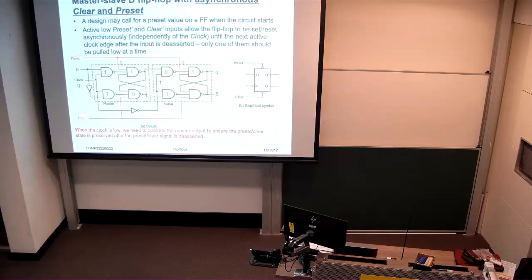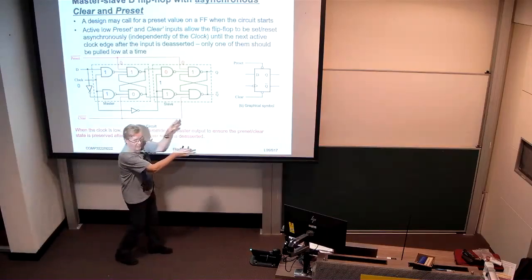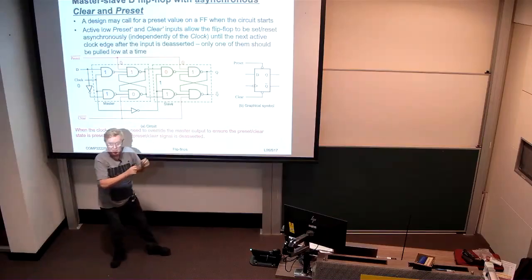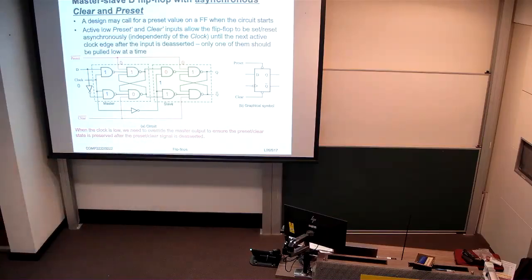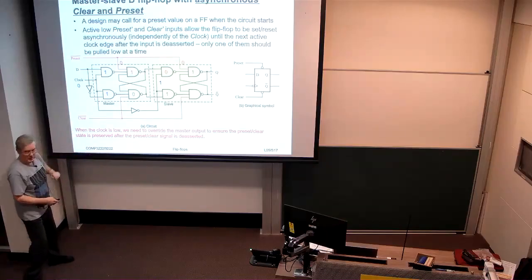So when the clock is low, we need to override the output of the master so that when that asynchronous signal is deasserted, that signal remains on the output of the master so that the slave doesn't change value while the clock is still high as a consequence of that. Right. So it's important that we have to change the value of the master as well as the value of the slave while the clock is low.